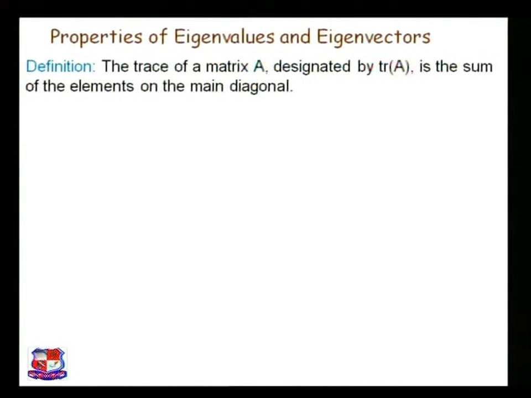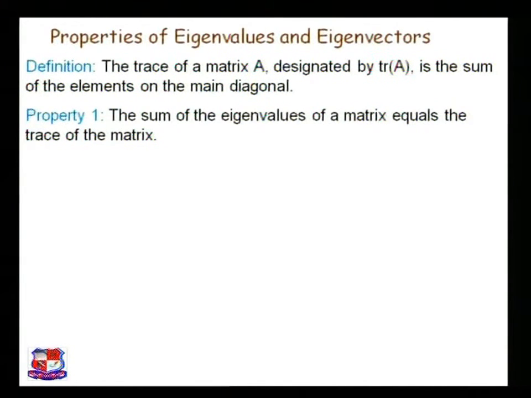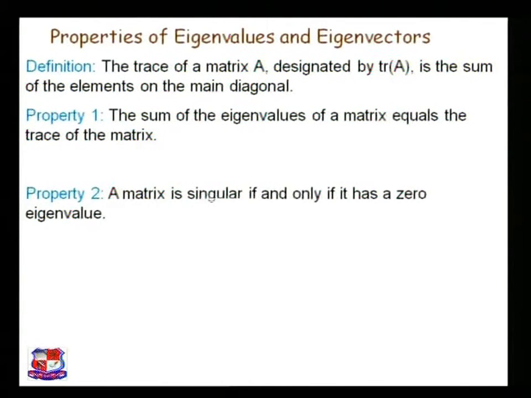Here this is the definition of trace of a matrix, which we have already discussed. This is property number 1: the sum of the eigenvalues of a matrix equals the trace of the matrix. The second property: a matrix is singular if and only if it has a 0 eigenvalue, which we have already discussed. If the matrix has eigenvalue 0, then the matrix is singular.